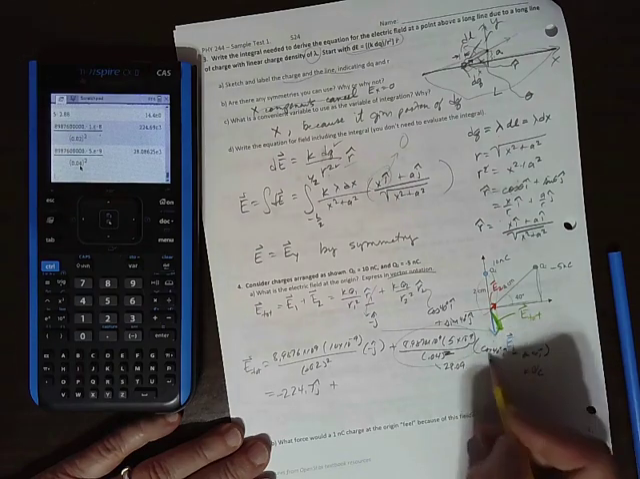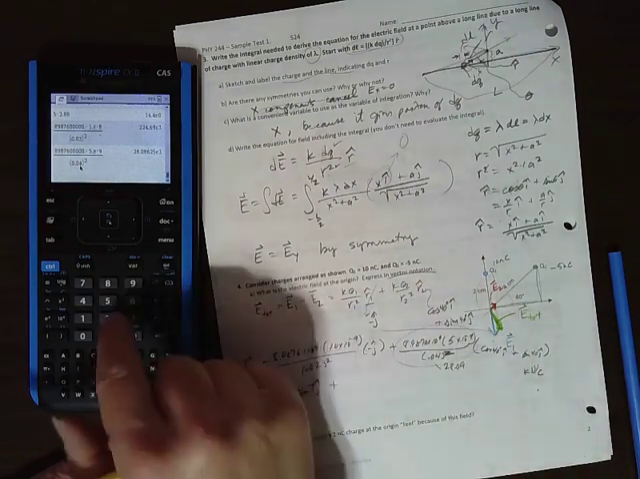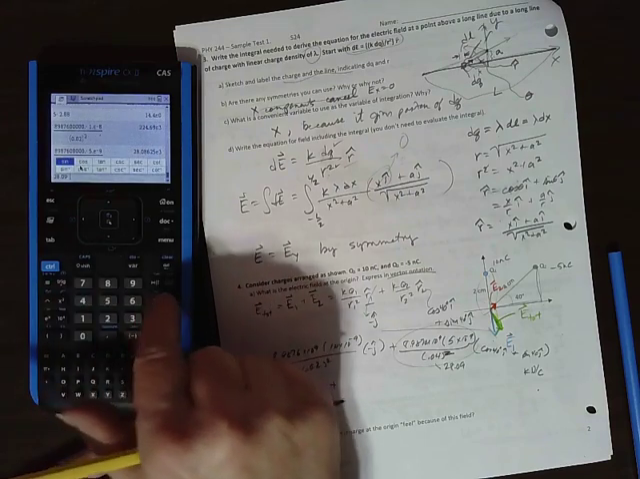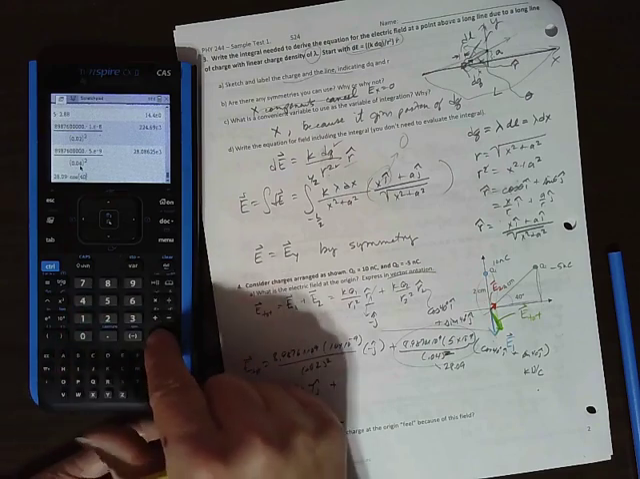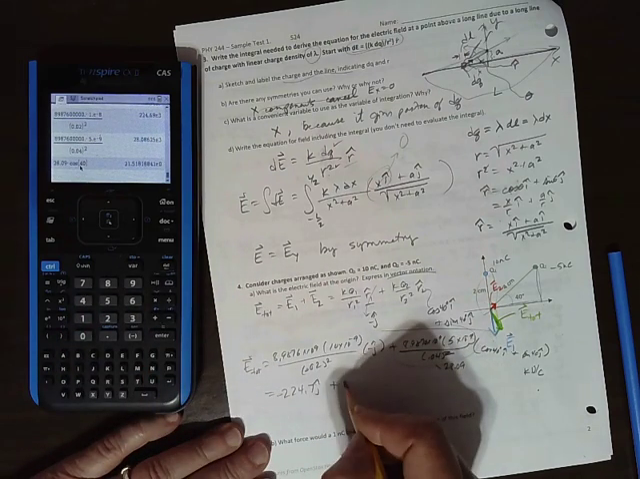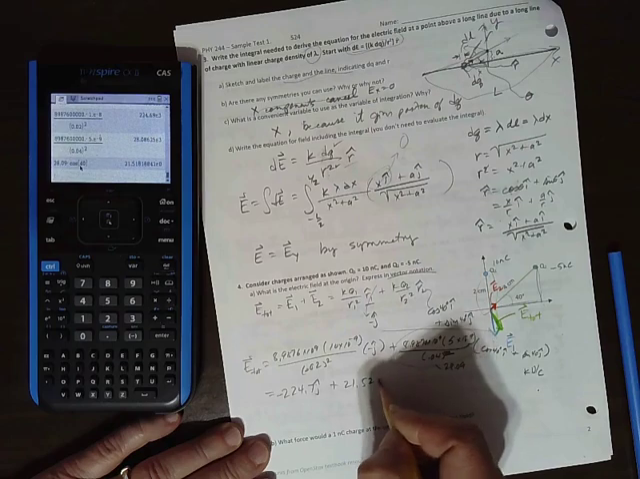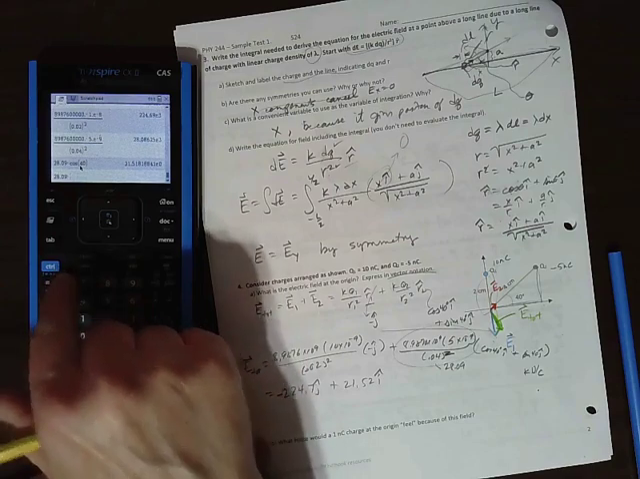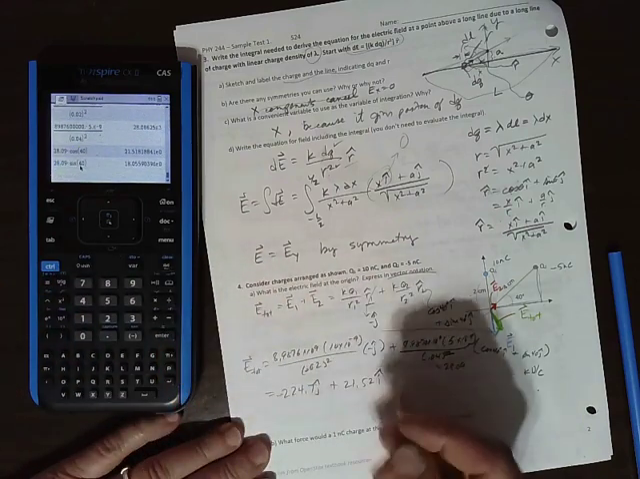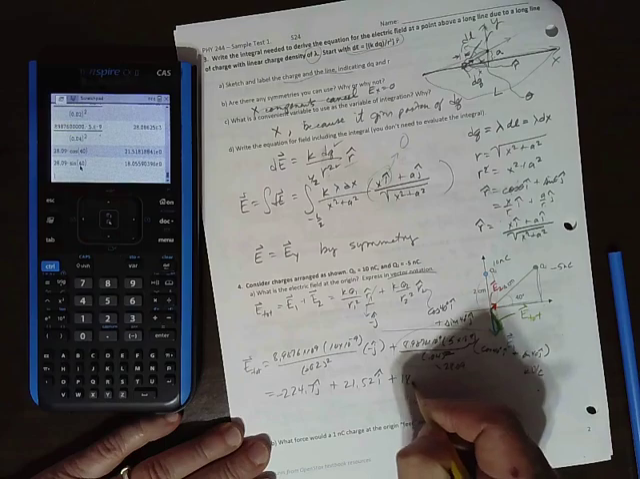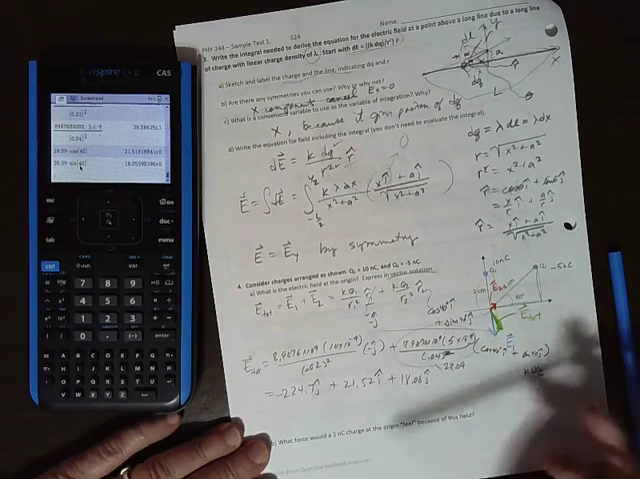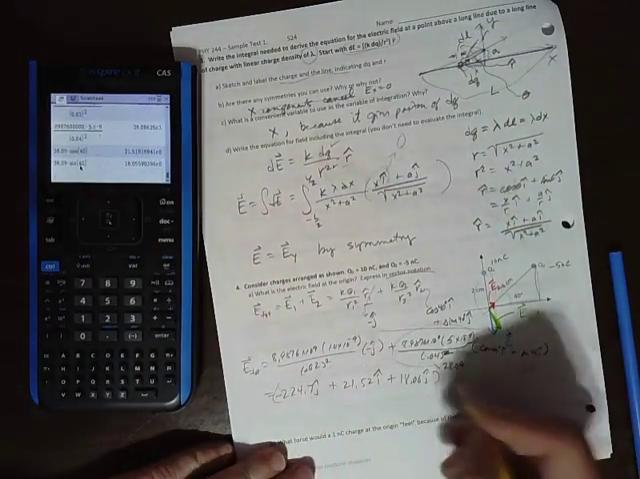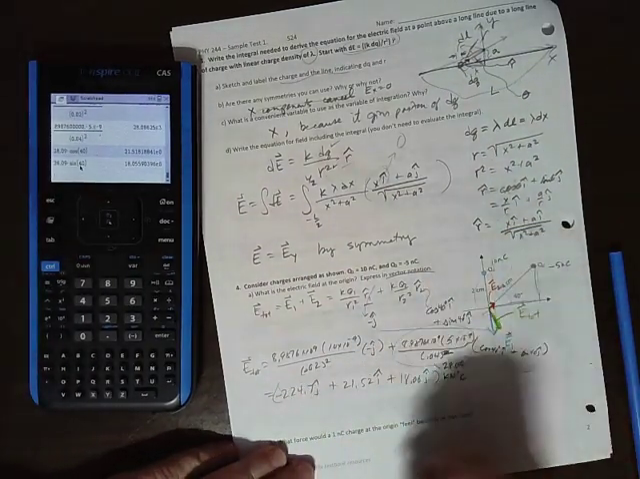kilonewtons per coulomb, and so we're going to have to take that times cosine 40 and that times sine 40. So 28.09 times cosine 40 will give us the x component, so that is 21.52 I hat, and then take that same 28.09 times sine of 40, 18.06 J hat. I guess I got my units a little carried away with giving myself space. So this whole thing is kilonewtons per coulomb.